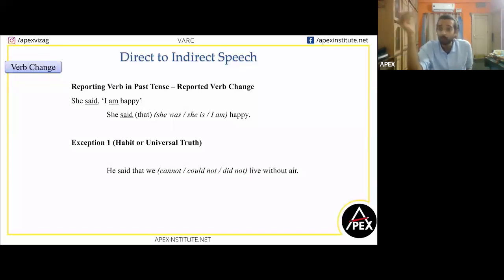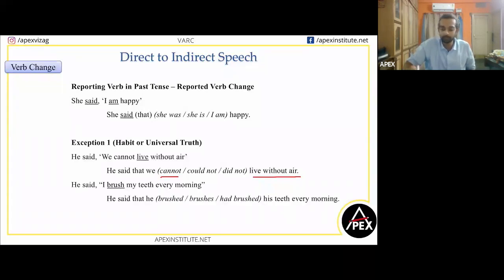what will change or what? No కదా, it won't change. No. So whenever it's a universal truth or a habit, it will always continue to be in the present. Okay, yeah, universal truths. All right, so he said that we cannot live without A. Okay, he said that we cannot live without A. Is this clear?